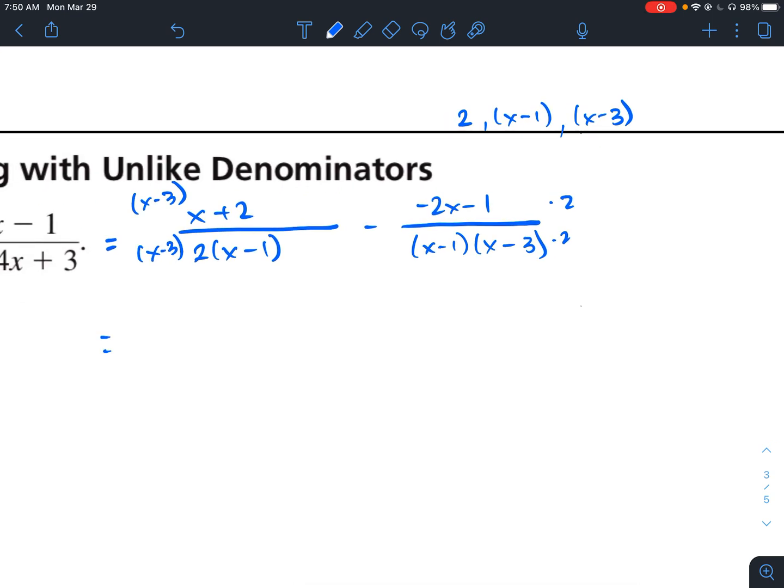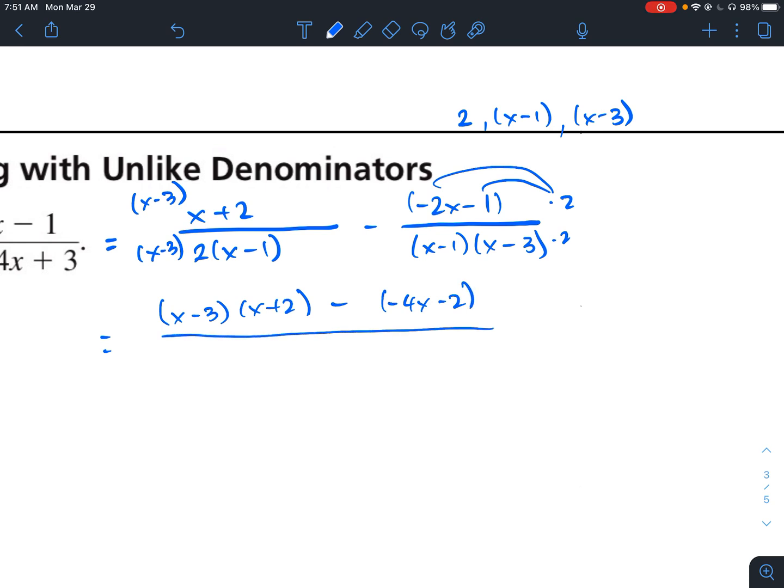By doing so, I get x minus 3 times x plus 2, minus, and then I'm going to distribute this into both of them, so that's going to be minus 4x minus 2. And this is all being divided by, now that both terms have all 3 of the factors that I listed, I'm just going to write it as one denominator: x minus 3, 2, and then x minus 1.